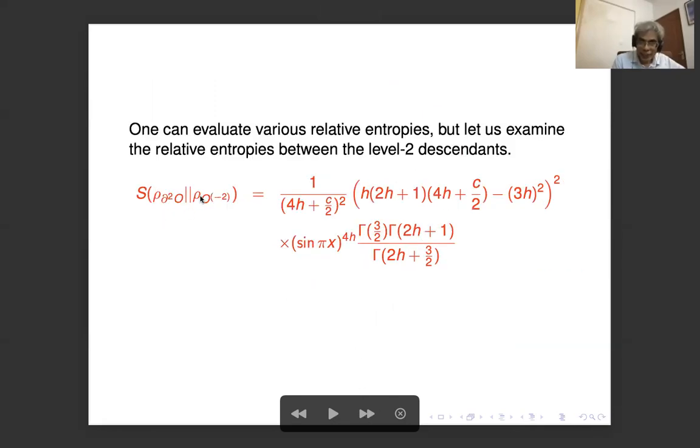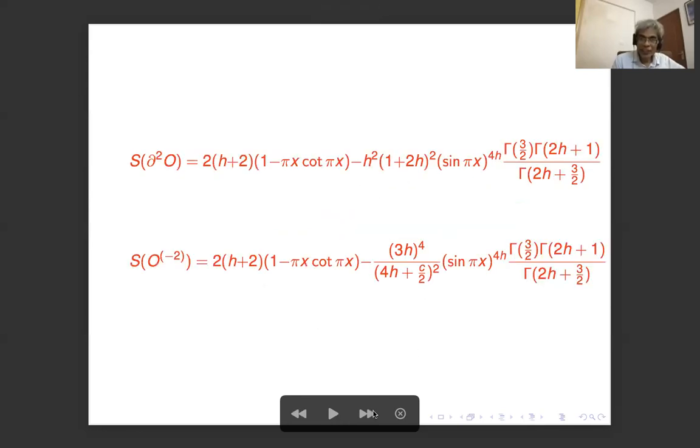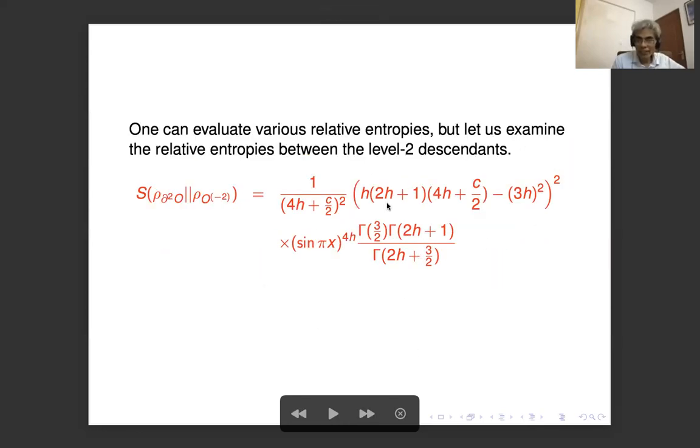If you calculate the relative entropy, because of this change in these coefficients, you get this squared. You get this particular combination squared, depending on the weight of the operators and the central charge. Now, is there anything to it?